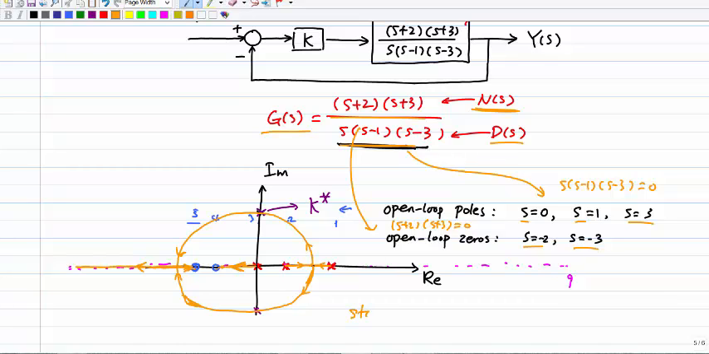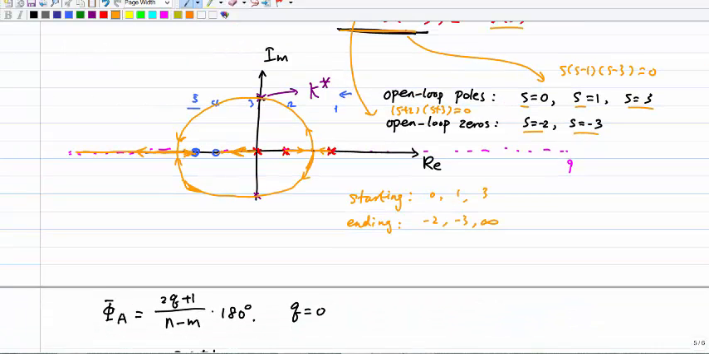Let's put it over here. Starting are 0, 1, 3, those are the poles, and ending at negative 2, negative 3, and infinity, right? So it must end at this point. So you must split and also must join the real axis, then merge to this line. Okay, so then we want to figure out, what is the centroid?